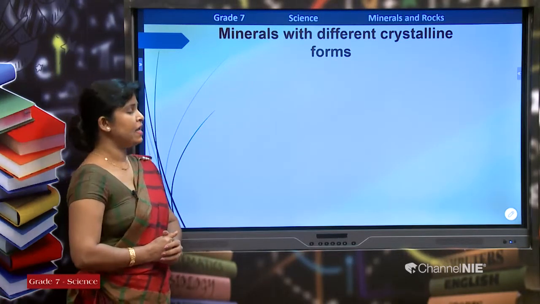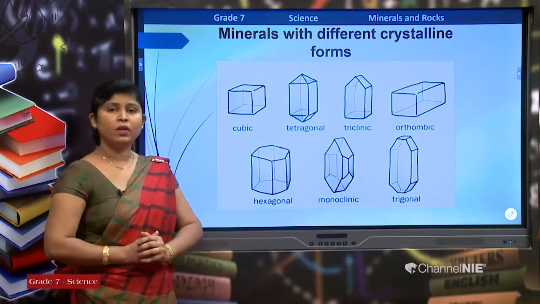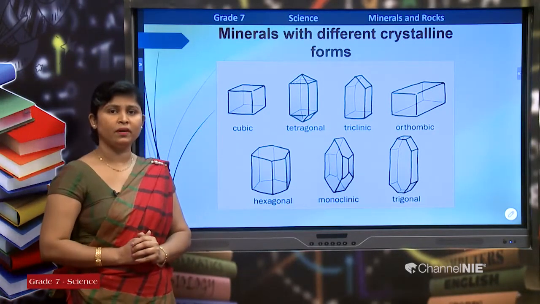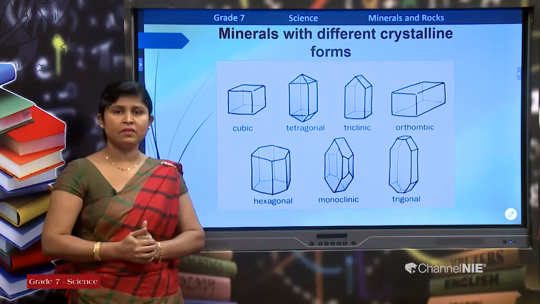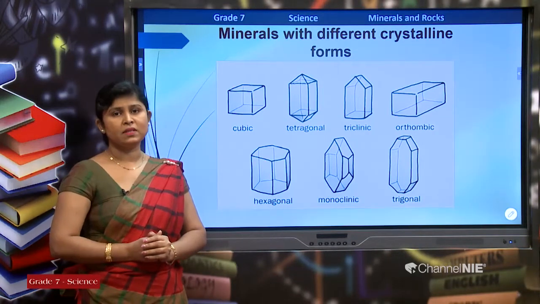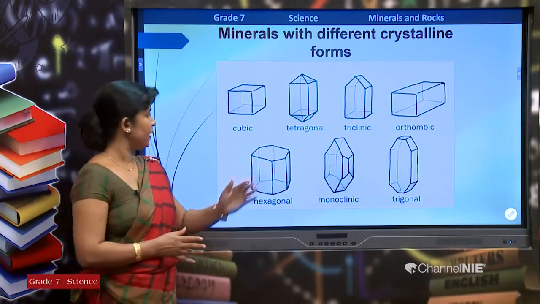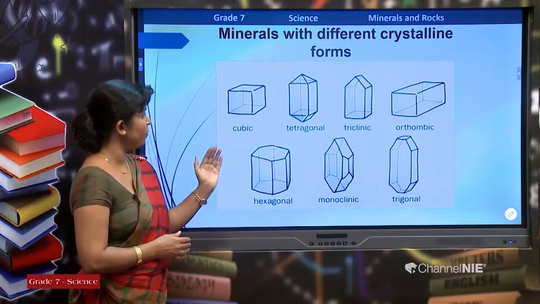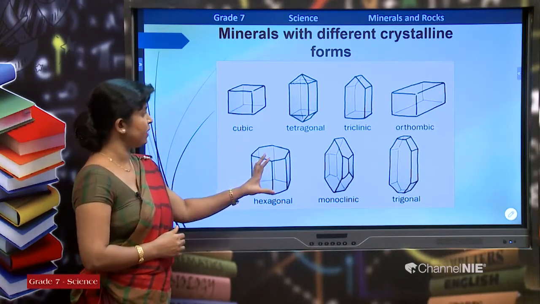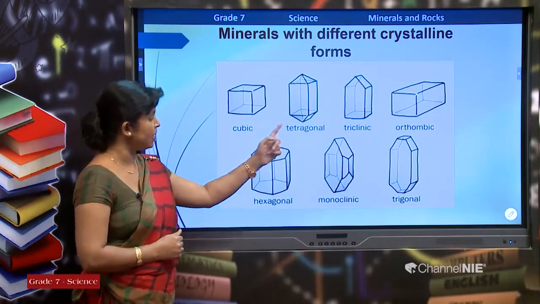Minerals with different crystalline forms, right. Look at the pictures given on the screen. Actually, the names of these crystalline forms are not so important. What I wanted to emphasize here was that minerals are in different crystalline forms. They have different shapes. That is what I wanted you to notice, right. Because they have an orderly arranged structure, there are specific or identical shapes for minerals, right. Then you can understand that there are different shapes.